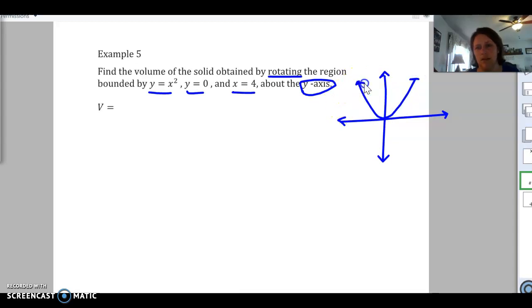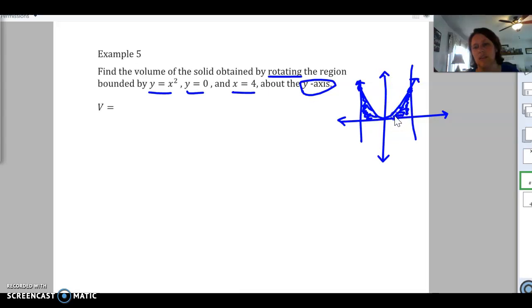And then we also have the line x equals 4. So let's say that that's about here. So we're also going to copy that over here to the other side because we are rotating this around the y-axis. All right, and then it is all of this region that we are finding the volume of.